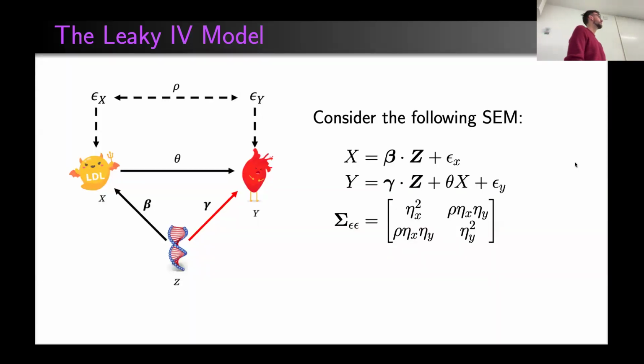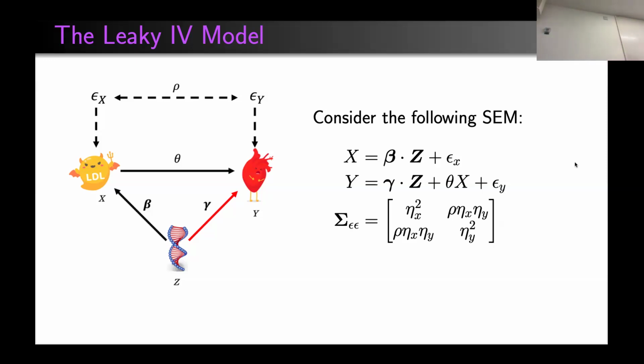And so what does this look like when we're in linear land? Well, we can add edge weights now. These are the literal coefficients, right? So beta is the edge weight from Z to X, gamma is the edge weight from Z to Y, and theta is the actual average treatment effect. That's the causal parameter of interest.